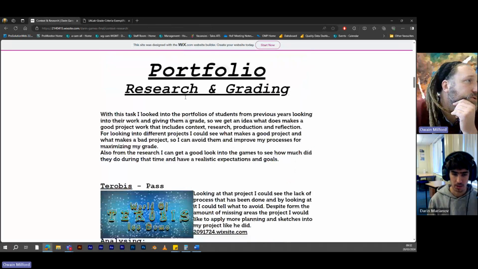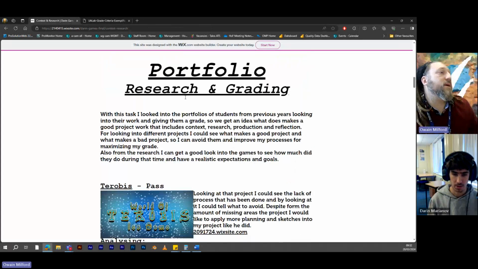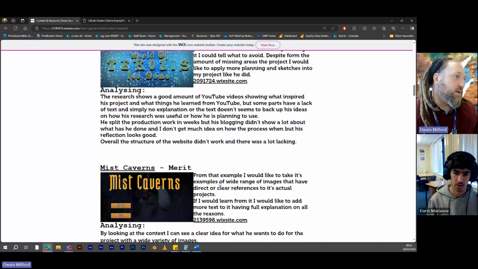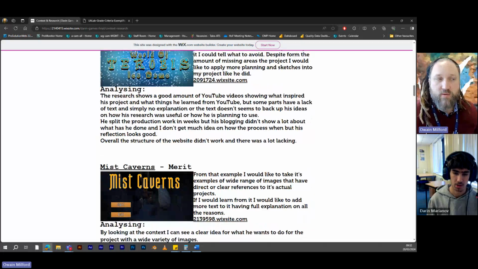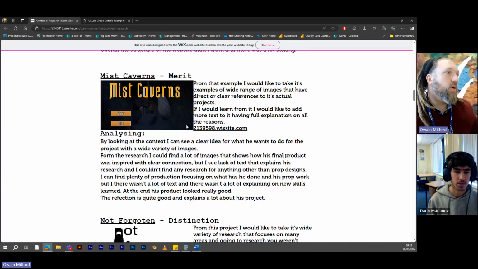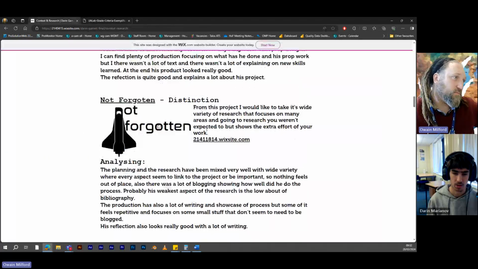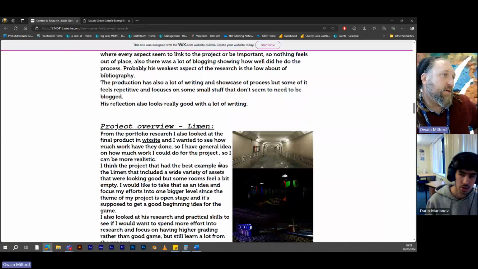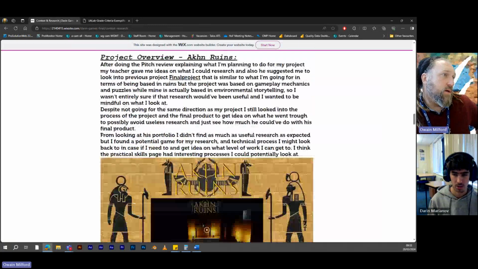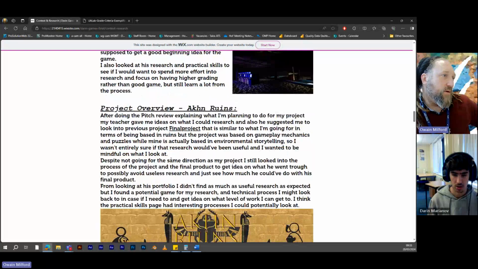So then going into your portfolio proper, you started off with the research and grading task. So you can see then, you're reflecting on what you need to achieve. You're getting that idea of where those grade boundaries sit, and that'll help you understand all this. So that's good. And then I'm going to skip down to your own project.